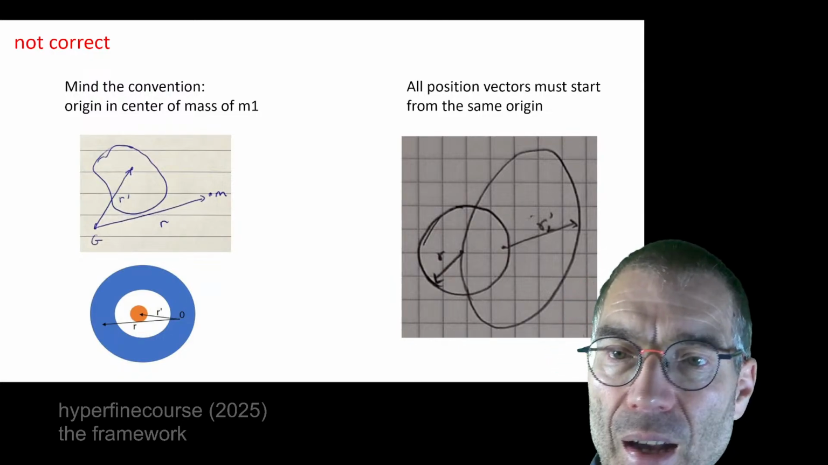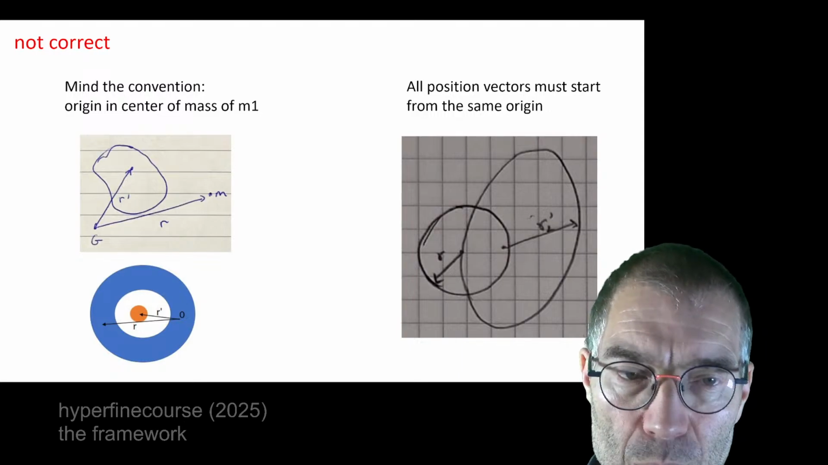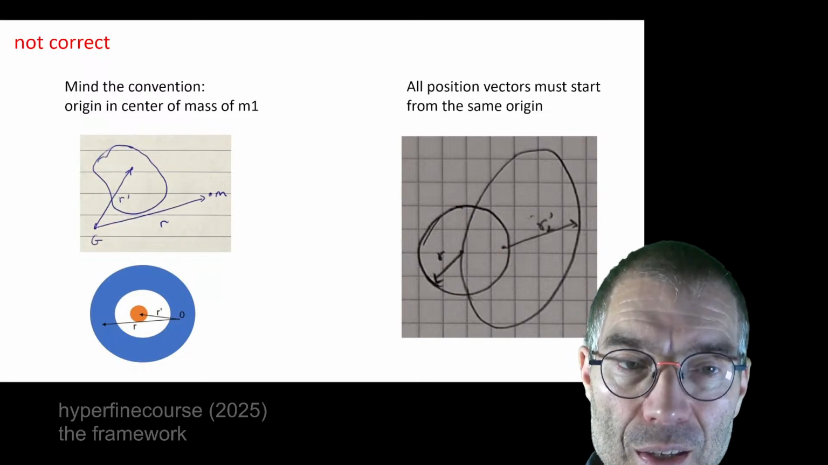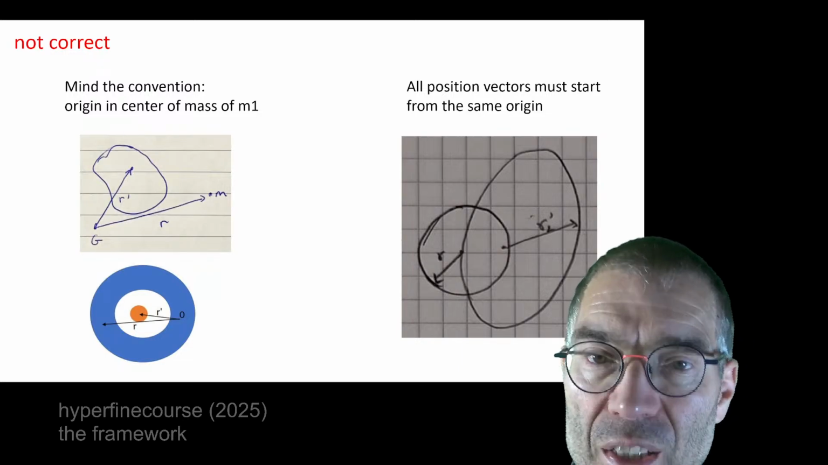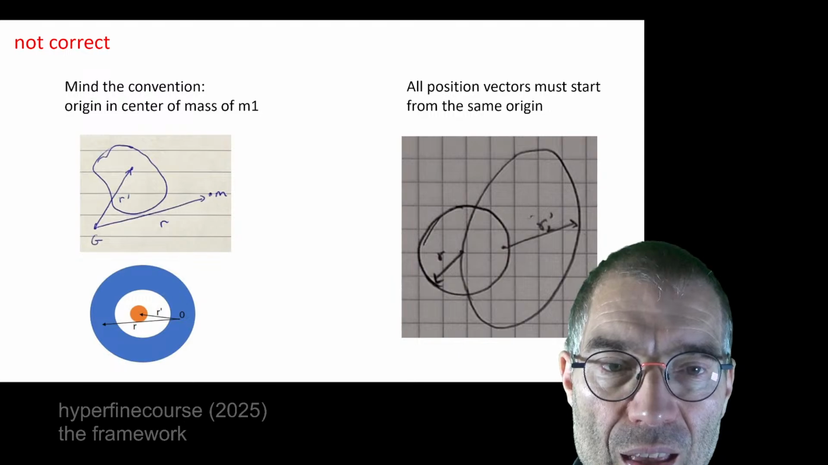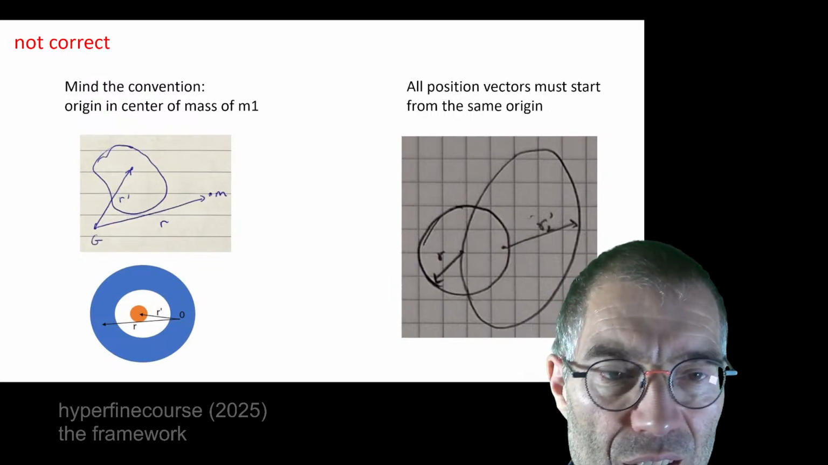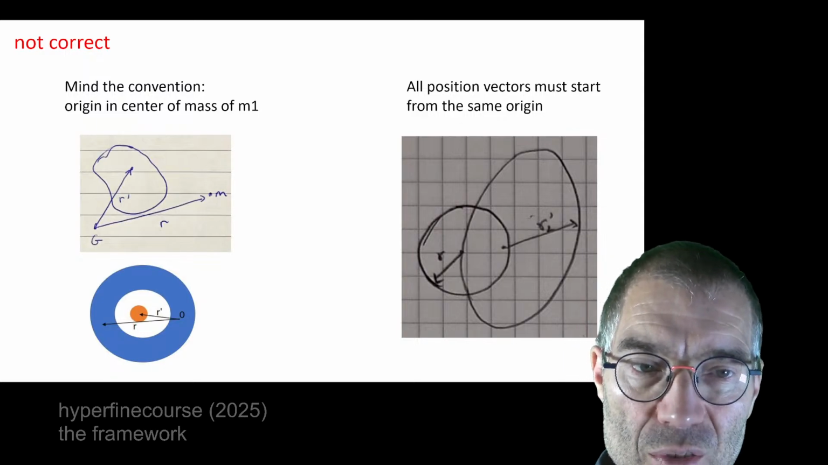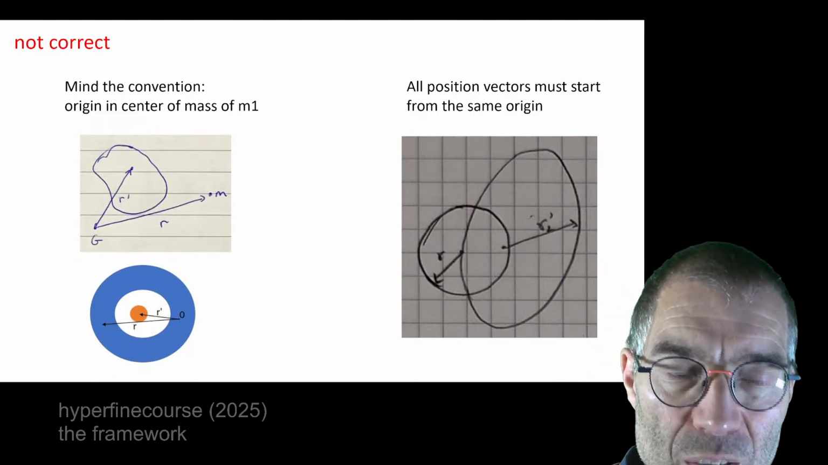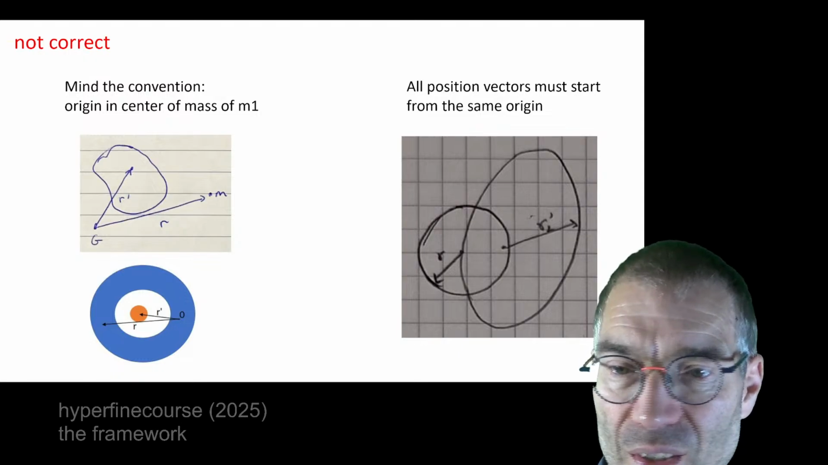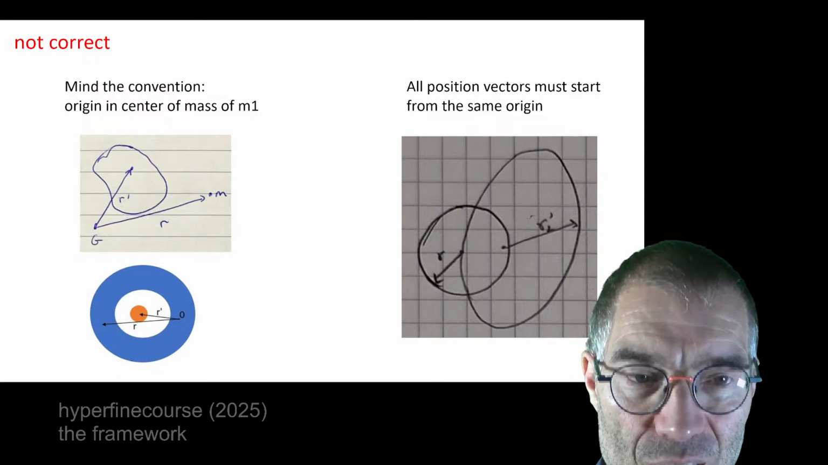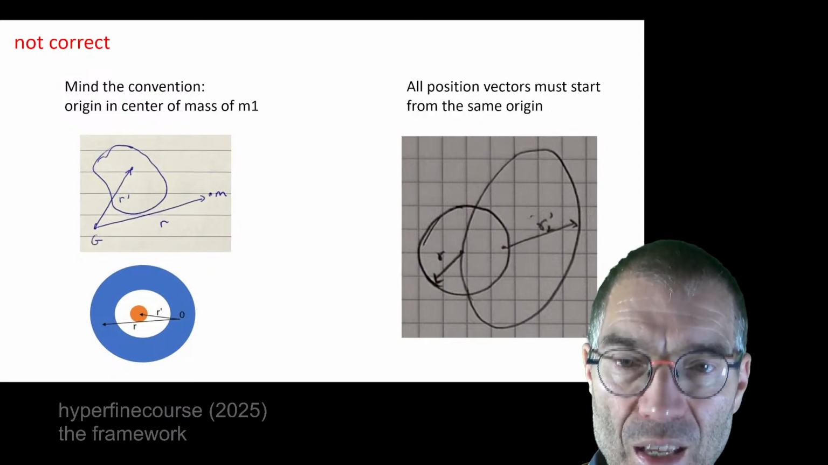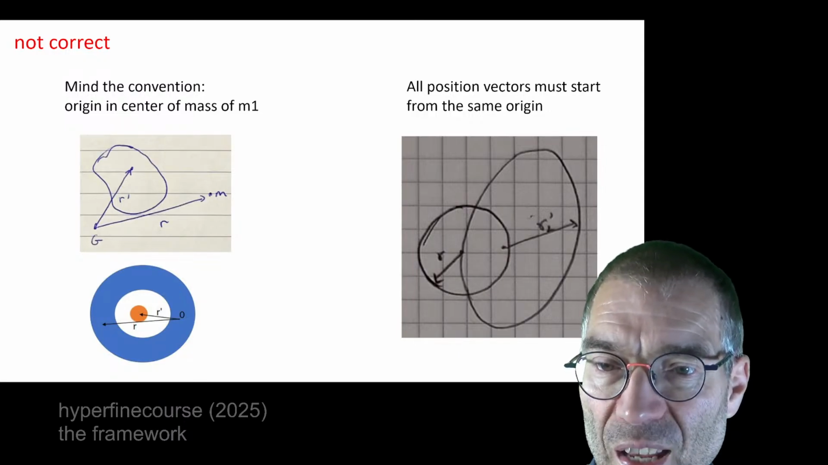And I show here a few examples of previous years and most of them of this year. Examples you have submitted as answer on that question. And there are a few here that are not correct. So on the right hand side you have your position vectors that start from two different origins, and that's not correct. We have the origin of our axis system, and all position vectors start from there.